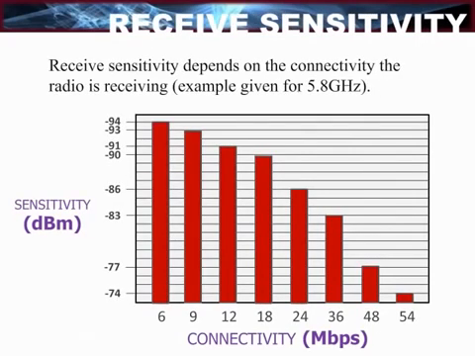As an aspect of the receiver, the receive sensitivity also depends on the connectivity of the signal that the radio is receiving. This example is also given for 5 GHz 802.11a. What can be seen here is that the receiver actually needs to receive the higher connectivities at a higher power in order to interpret them.